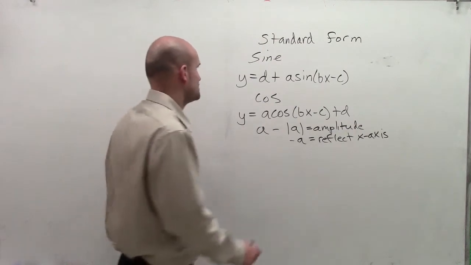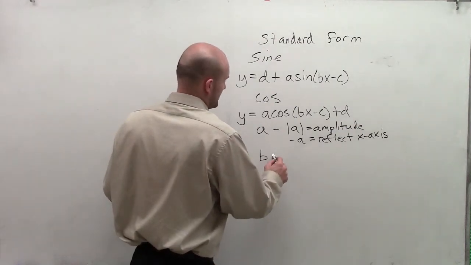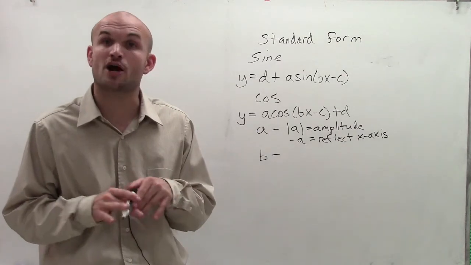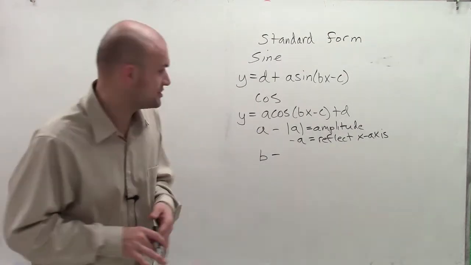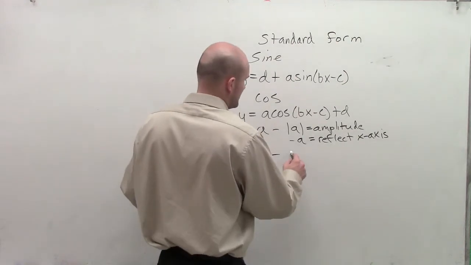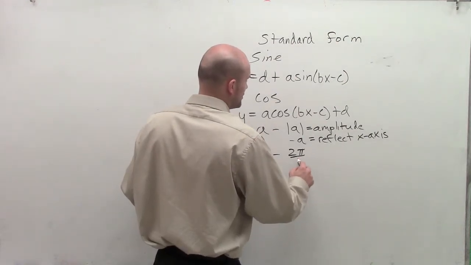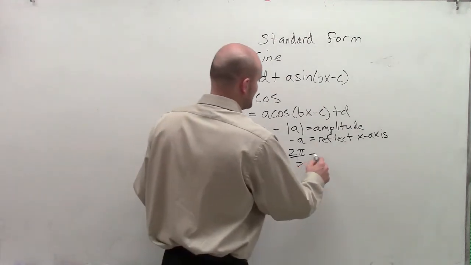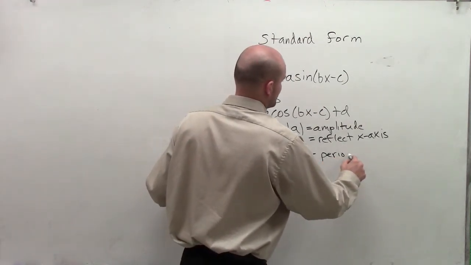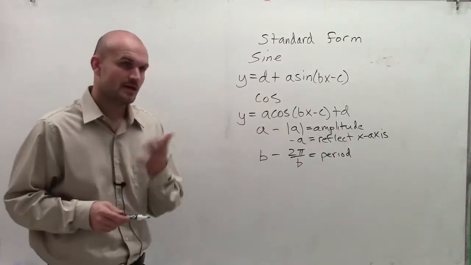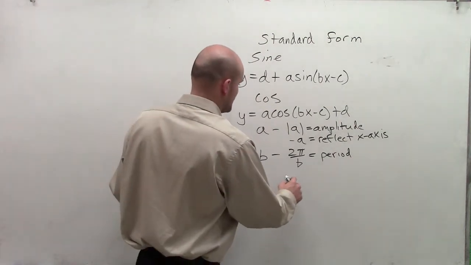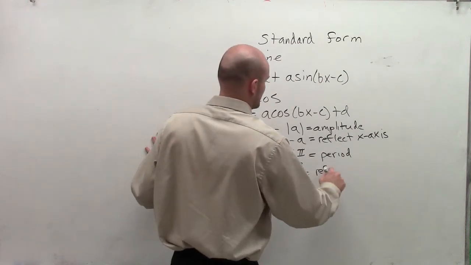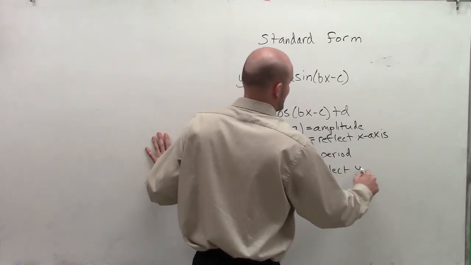Okay, so now let's go over to our b. Our b has a couple of effects. Our b is going to affect our period, and it's going to affect our phase shift. It most commonly affects our period because when finding the period of sine and cosine, we take 2 pi divided by b, and that's going to equal our period. The other statement is that when you have a negative b, that means you're now going to reflect over the y-axis.